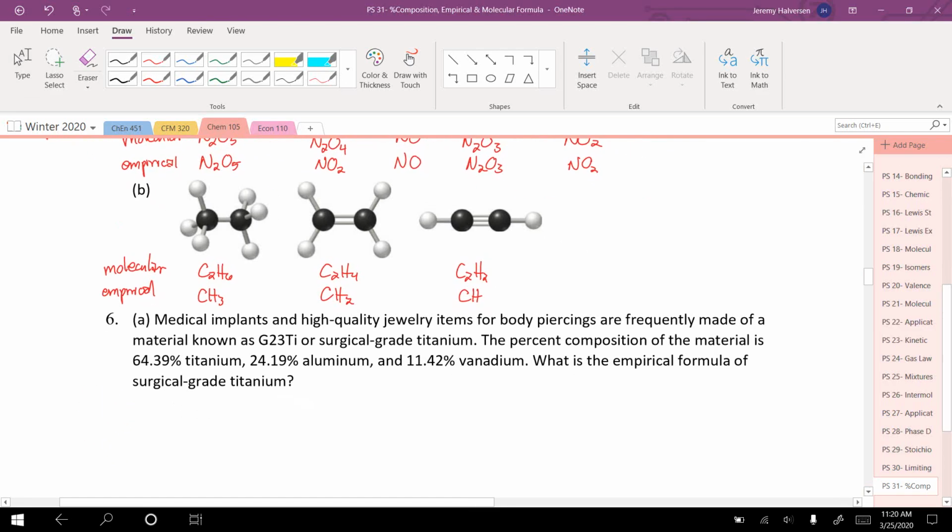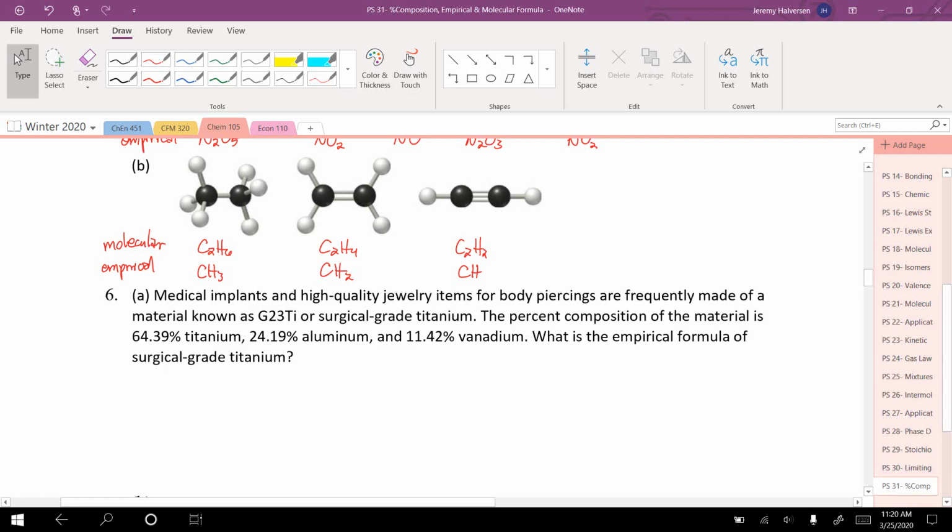Okay, so more about empirical formulas. How do we calculate an empirical formula from stuff that we can measure? Medical implants and high-quality jewelry atoms for body piercings are frequently made of a material known as G23 titanium or surgical-grade titanium. The percent composition of the material is 64.39% titanium, 24.19% aluminum, and 11.42% vanadium. What is the empirical formula of the surgical-grade titanium?